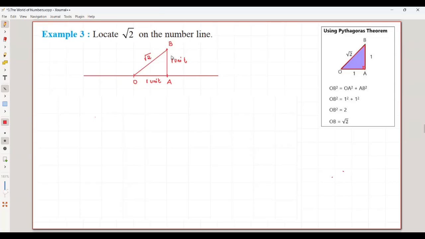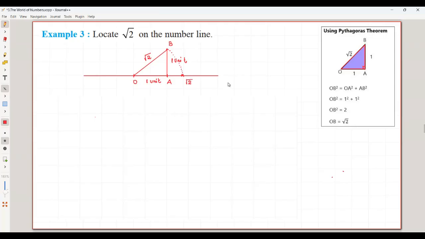Actually, I have to mark root 2 on the number line. This is our number line. So what you have to do is take your compass, keep the pointer at O, and open your compass up to OB. Just measure up to OB, keep the pointer at O, and draw an arc with the help of your compass. Where this arc intersects the number line, that is called root 2.